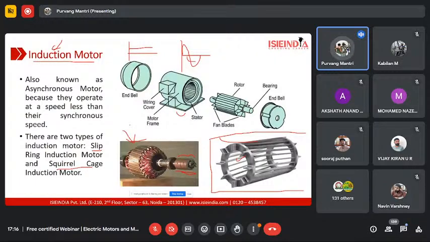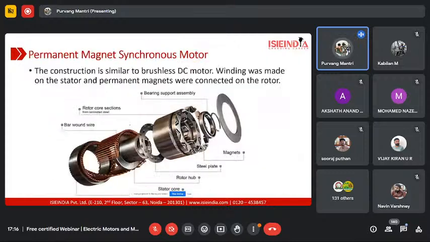Let's move further ahead into the AC motors and look at something similar to a BLDC motor, or brushless DC motor. This is the PMSM motor, or permanent magnet synchronous motor. The construction is similar to a brushless DC motor. The rotor part is slightly complicated, but the functioning is quite similar to a brushless DC motor. Now, the term synchronous over here, I didn't mention this earlier.